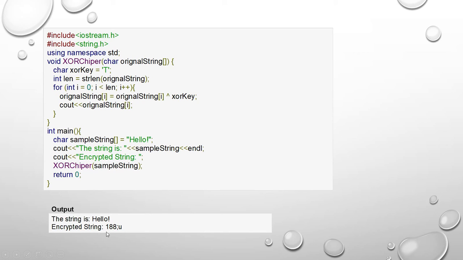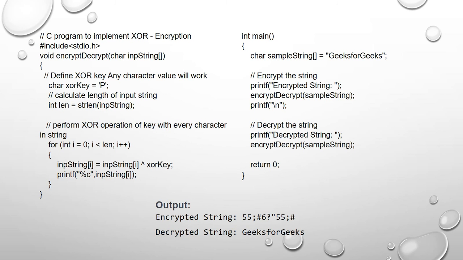And what value will you get? If you enter hello exclamation mark, you will get 188, then semicolon, u, and so on. Now see, 1 2 3 4 5, here the blank is there. So first a blank, then this type of value you will get. Later on I will show you on Turbo C how it should be evaluated. Now go for the next program. Same thing here: encryption is there and decryption is also there.